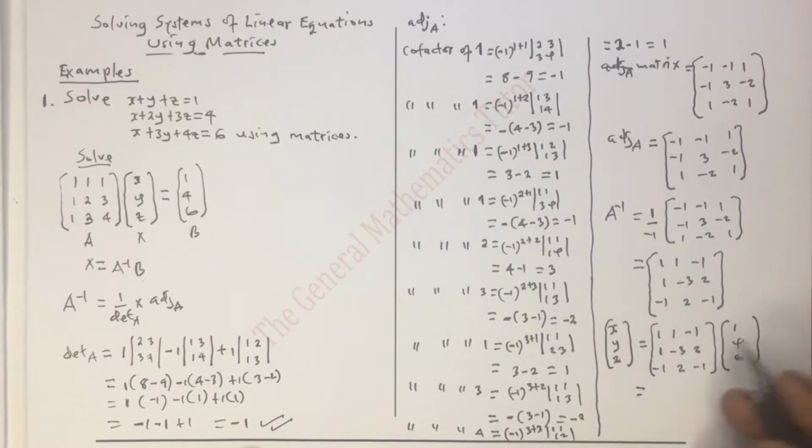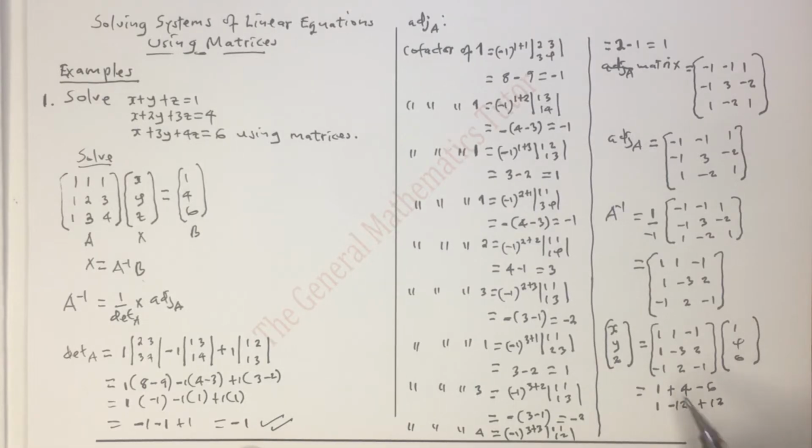So we have 1 times 1, which is just 1, plus 1 times 4, which is just 4, plus negative 1 times 6, that is minus 6. Then the next one, we have 1 times 1, which is just 1, plus negative 3 times 4, which is just negative 12, plus 2 times 6, which is just 12. Then you have negative 1 times 1, which is just negative 1. And we have 2 times 4, which is just 8. Then negative 1 times 6, which is just minus 6.